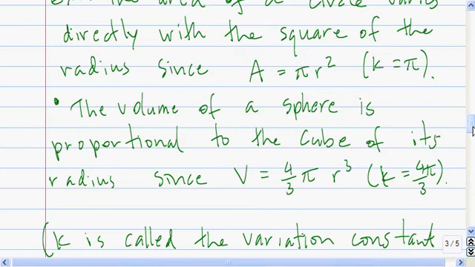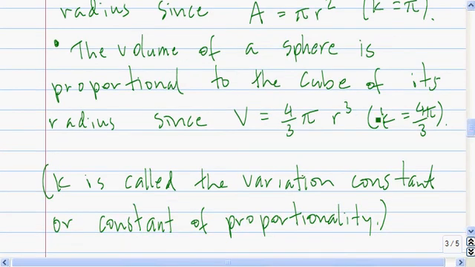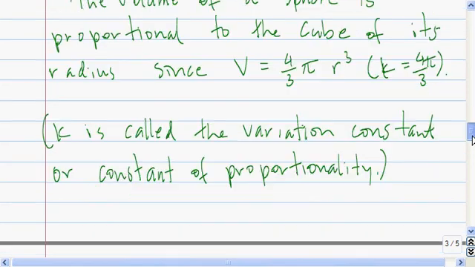Right, so in general, that constant that you need to multiply to the power of your independent variable is called the constant of variation, or the variation constant, or constant of proportionality. Okay, you'll see various phrases used to describe that number. All right, let's get to my next definition.